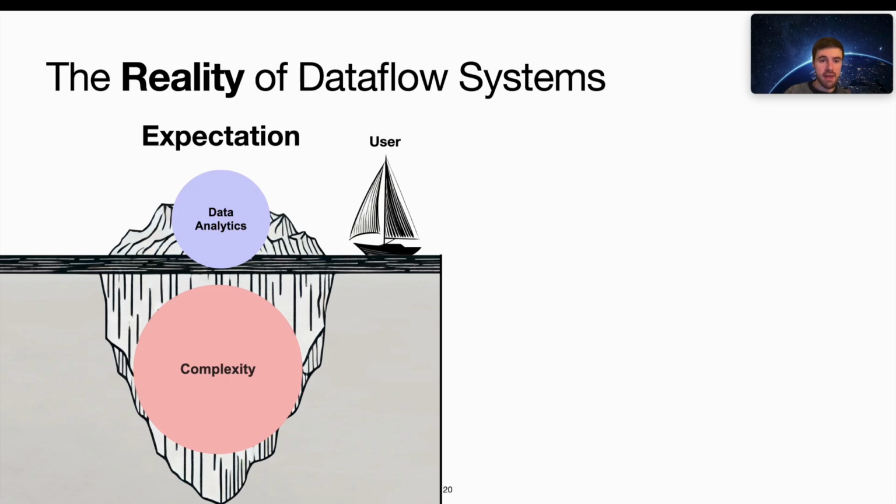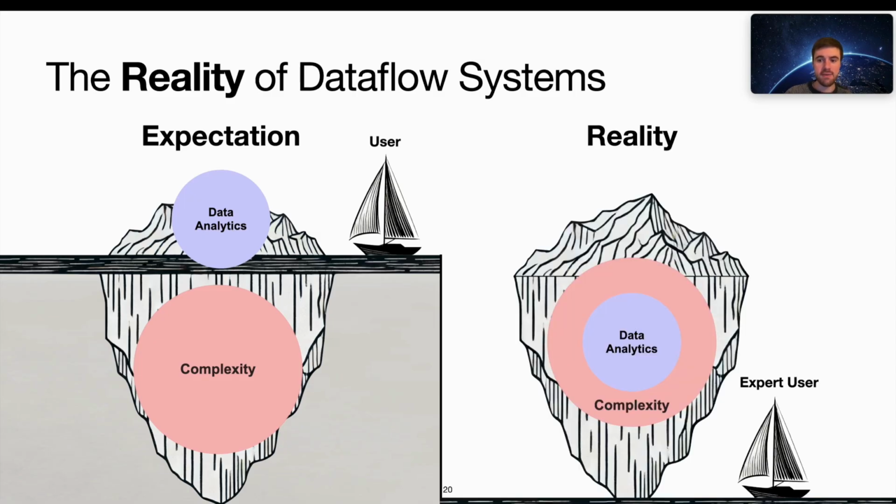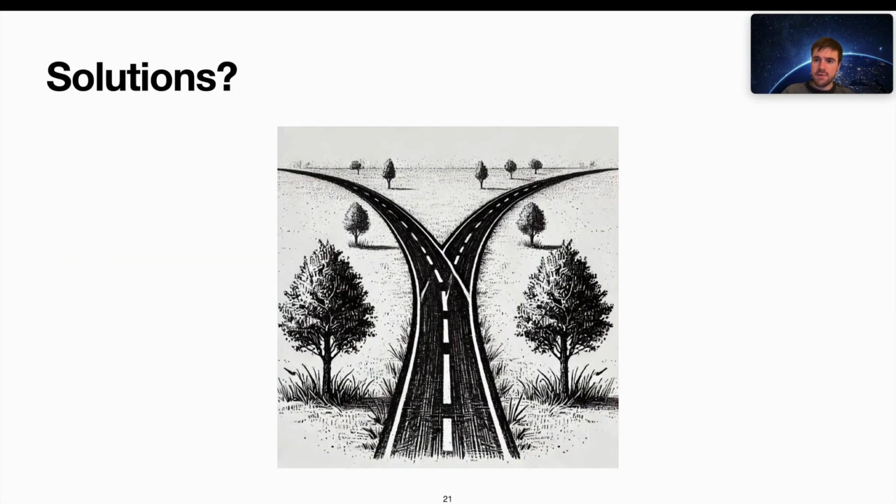So, while the expectation is that data flow systems should be able to abstract the complexity of data flow execution, the reality is that, as a user, you still need to deal with a lot of complexity as soon as you start using user-defined functions, such as manually optimizing your code, making sure that the types are matching, and that there is no undefined behavior. So, how could we try and solve this problem?